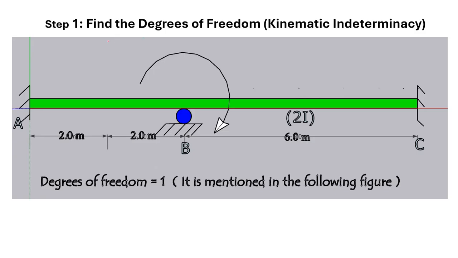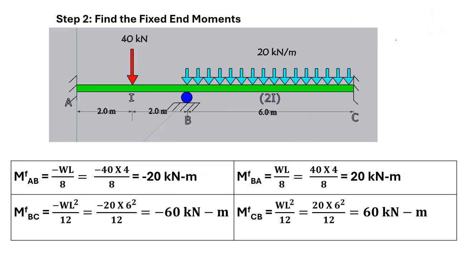Now what I told is, here you are applying the degree of freedom, that is equal to 1. So here this roller will permit a rotation. Only rotation is permitted. There is no vertical deformation or horizontal deformation permitted. So the degree of freedom or kinematic indeterminacy is only 1, as I said earlier. Now we will proceed further.